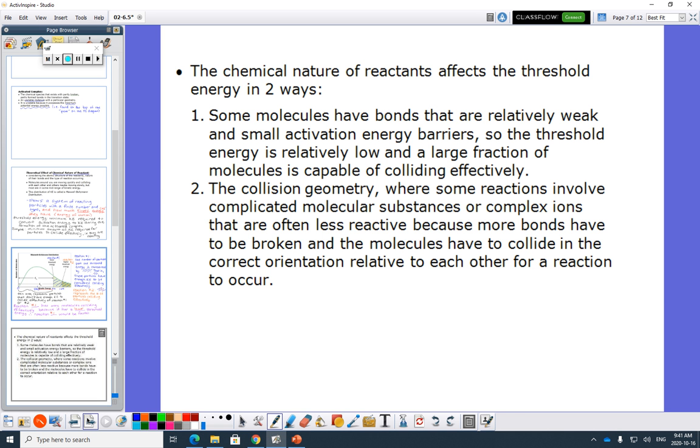So in this year, we're just going to use the general ideas. If you have a weak bond or a small activation energy barrier or threshold energy, they're essentially the same thing, then a larger fraction of molecules is able to collide effectively. And again, colliding effectively means reacting. So a weak bond, low activation energy, low threshold energy, and a larger amount of molecules colliding effectively would make the reaction faster.